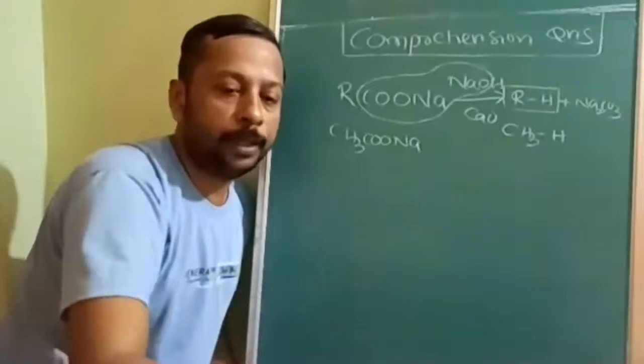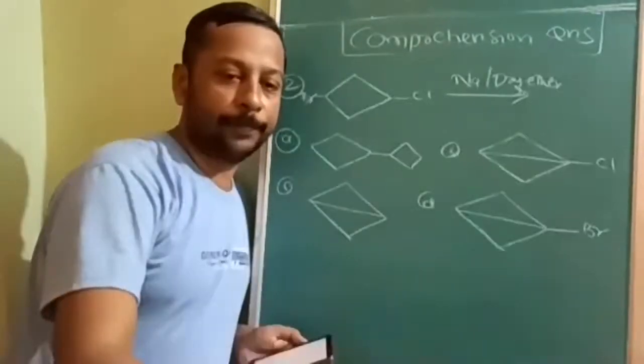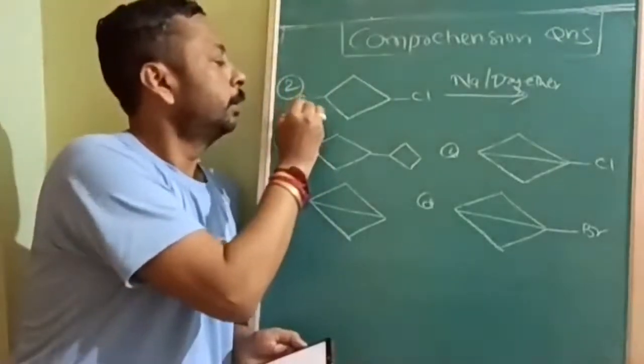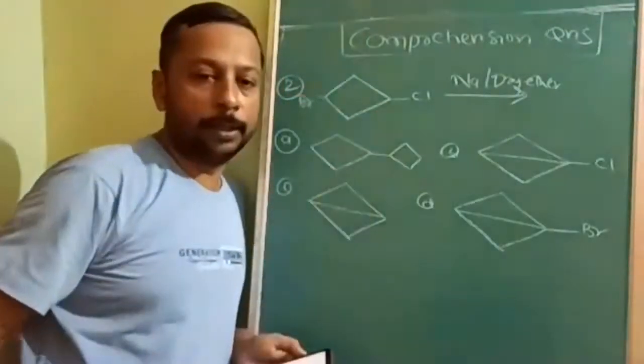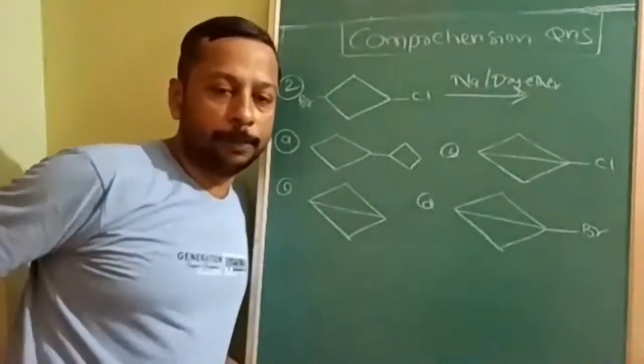Next question on the same paragraph. Get set, go. Here, on one side it is bromine and on the other side it is chlorine. When treated with sodium in dry ether, what is the expected product?